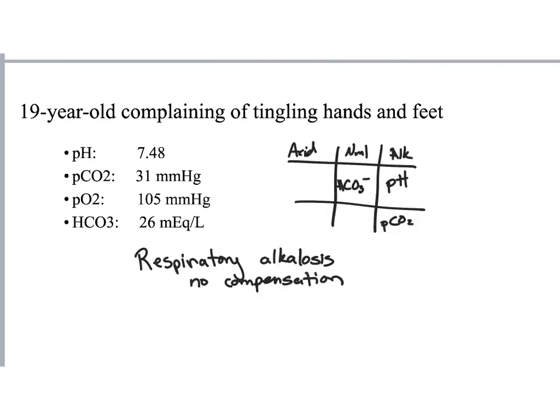Did you get respiratory alkalosis? If so, great job. If not, let's walk through it real quick. The pH, 7.48, that's high, that's alkalotic. So there's my pH. The PCO2 is 31, that's low. Low acid, that also is alkalotic. The PO2 is a little high. Maybe they're taking big deep breaths. And then the HCO3 is normal, right there in the normal column. So respiratory alkalosis, no compensation.